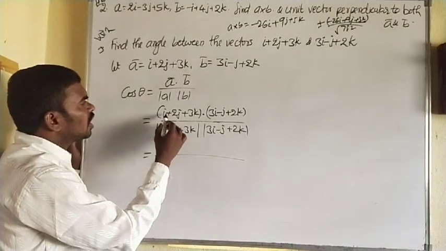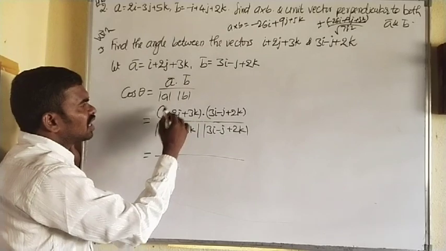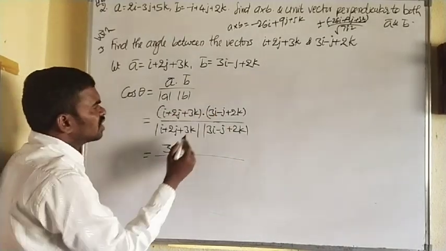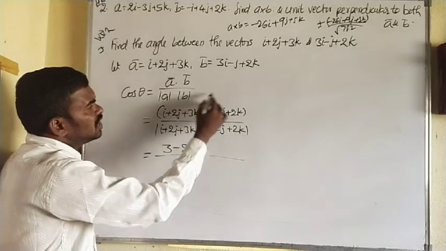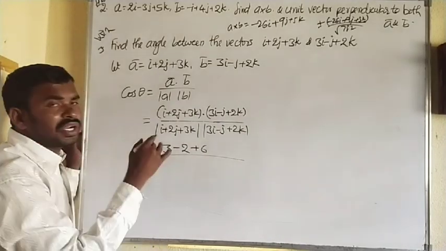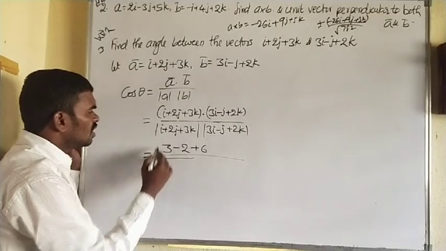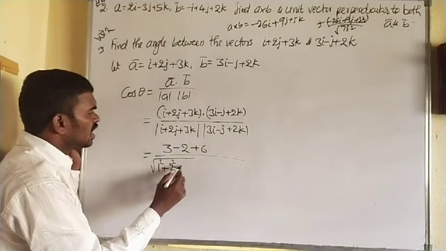So how can we do? Dot product: i coefficient with i coefficient, 1 into 3, 3. Next j coefficient with j coefficient, 2 into minus 1 is minus 2. Next 3 into 2 is 6. No need to write the ijk terms. Next modulus means what? Root of i coefficient 1 square, 2 square, 3 square.